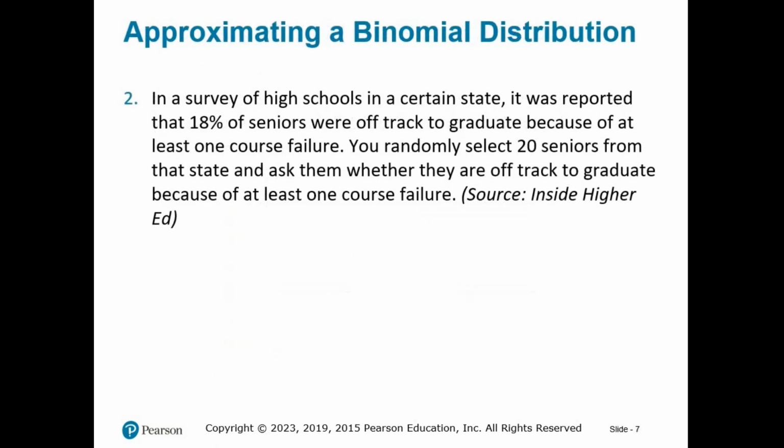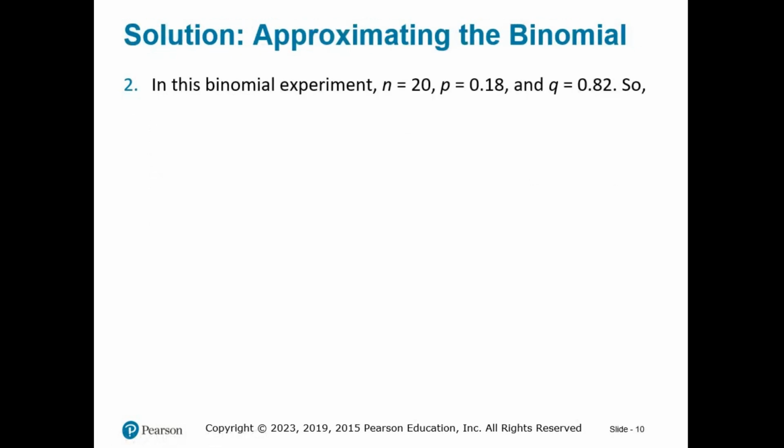In a survey of high schools in a certain state, it was reported that 18% of seniors were off track to graduate because of at least one course failure. You randomly select 20 seniors from that state and ask them whether they are off track to graduate because of at least one course failure. In this binomial experiment, n equals 20, p equals 0.18, and q equals 0.82.